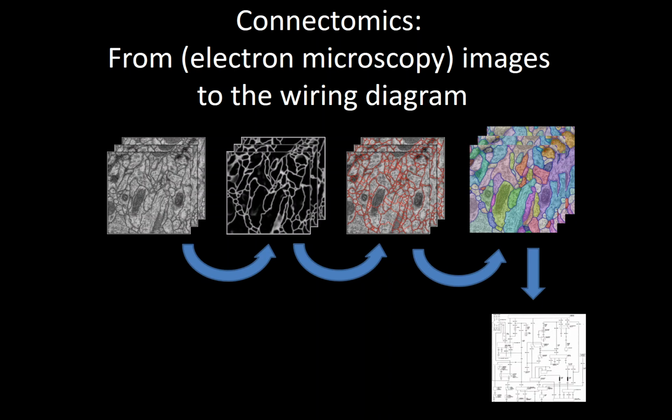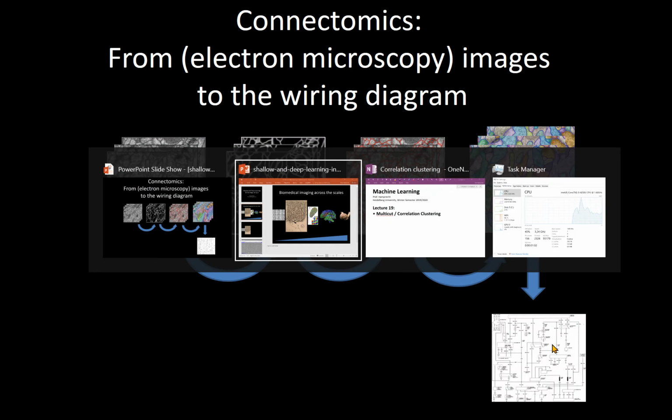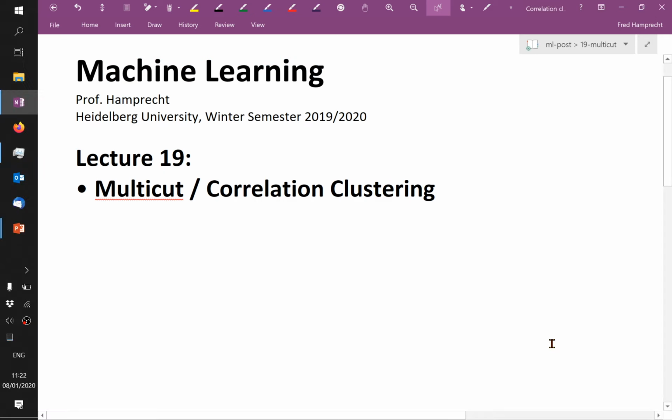And so then we have an undirected edge-weighted graph with edge weights that are larger or smaller than 0, or attractive and repulsive edge weights. And then we need to partition this into the final result, which can look something like that. And then we hand this back to biologists who hopefully make sense of it. Good, so this is one application of multicut or correlation clustering.